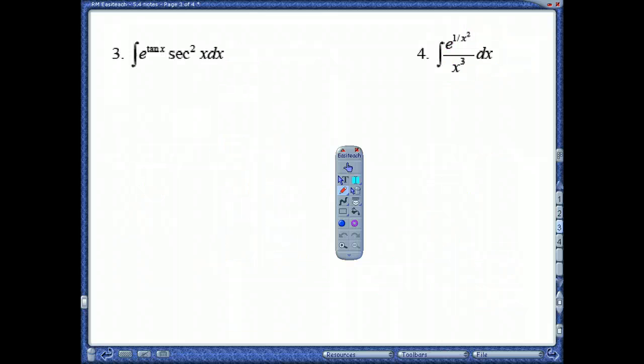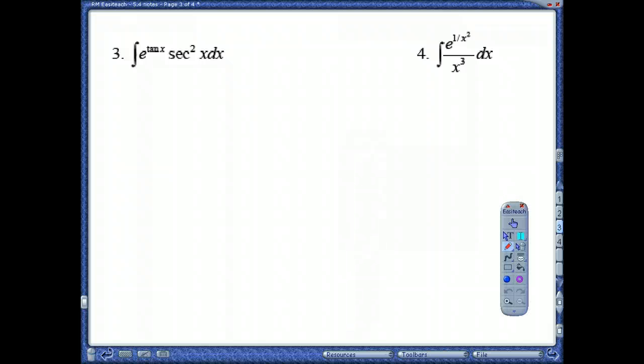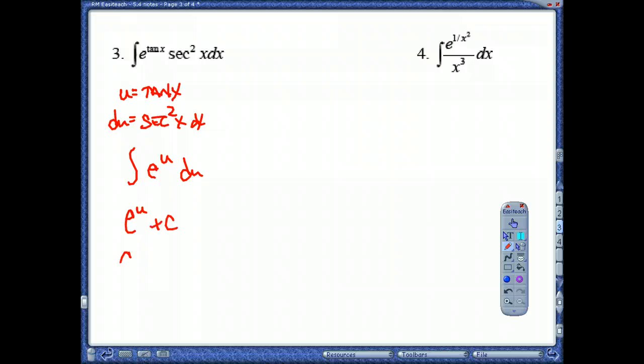So example 3, same process. E does not have an x for a power, so that's going to be our u. So du needs to be secant squared, and I have secant squared. Okay, so that becomes just plain and simple e to the u du. You integrate it, it's e to the u plus c. Substitute out your u.